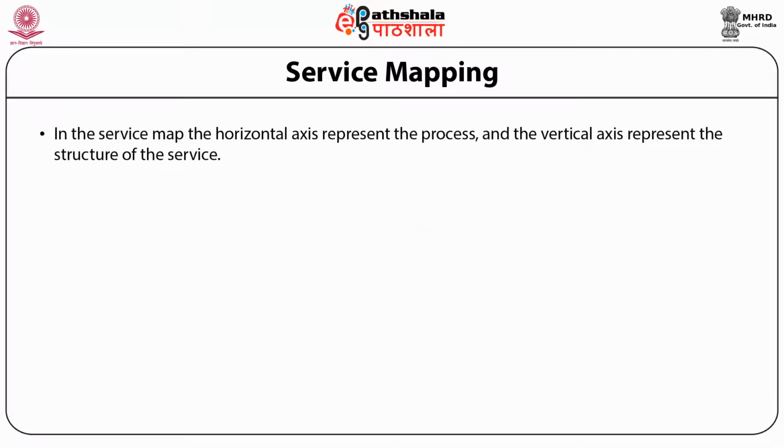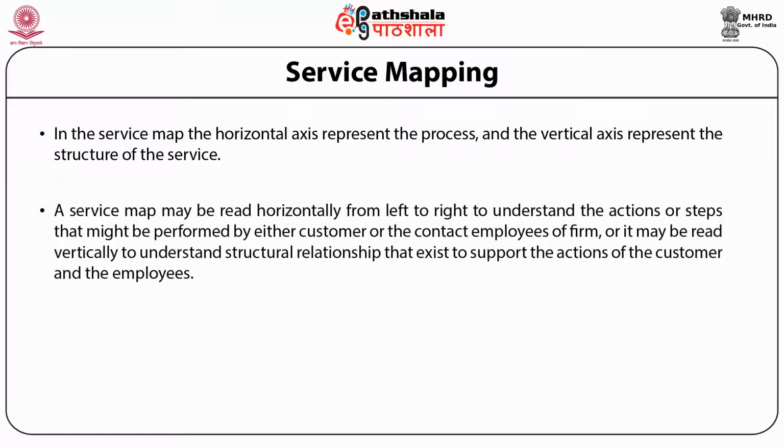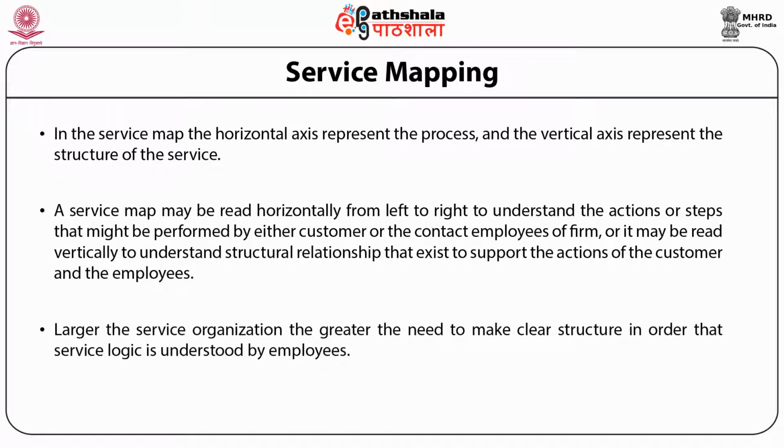In the service map, the horizontal axis represents the process and the vertical axis represents the structure of the service. A service map may be read horizontally from left to right to understand the actions or steps that might be performed by either the customer or the contact employees of the firm, or it may be read vertically to understand structural relationships that exist to support the actions of the customer and the employees. The larger the service organization, the greater the need to make clear structure in order that service logic is understood by employees. These lines can be understood in the next diagram.